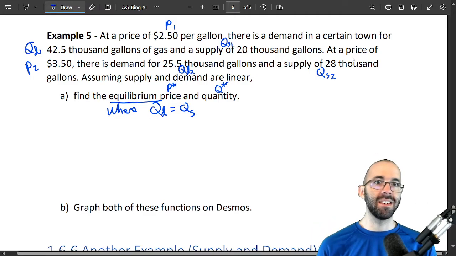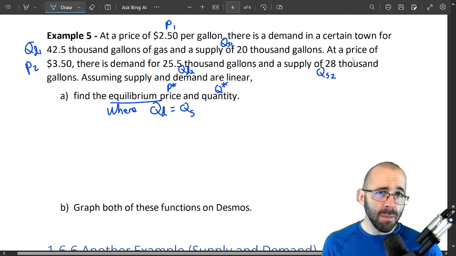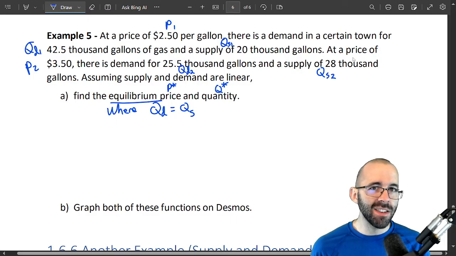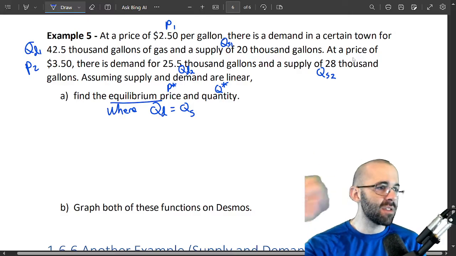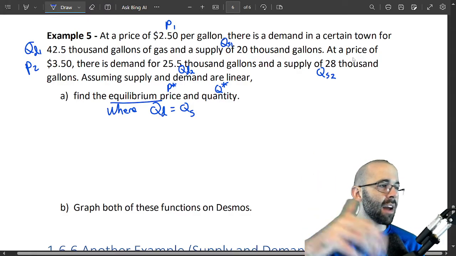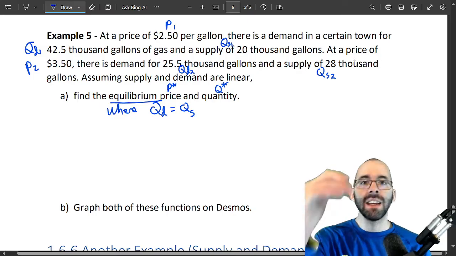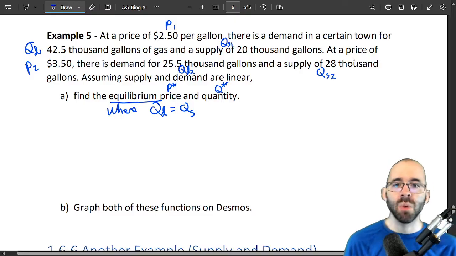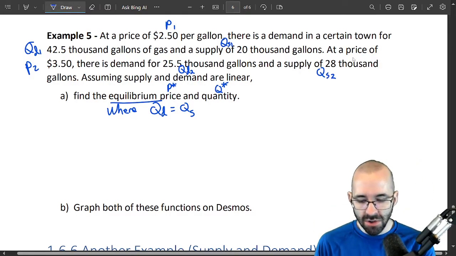A lot of variables here, a lot of things that we're looking at. So just like before, when we found break-even points for cost and revenue and profit, we said the break-even point is when revenue is the same as cost. That means to find that, we need revenue and cost. Here, it's the same idea. The equilibrium price is where supply is equal to demand. We need to find these functions.